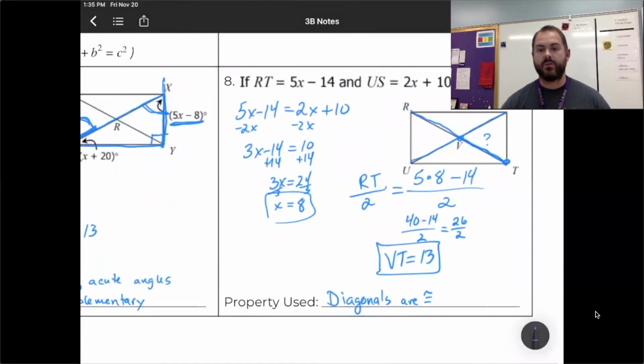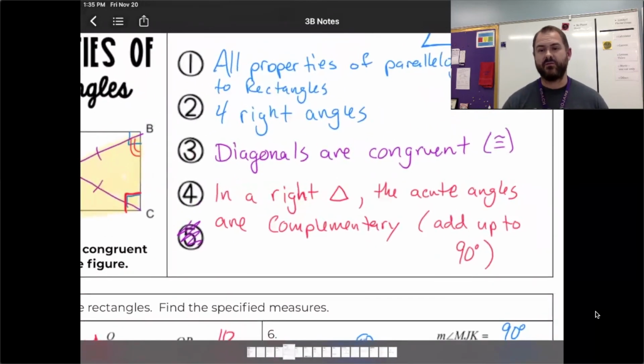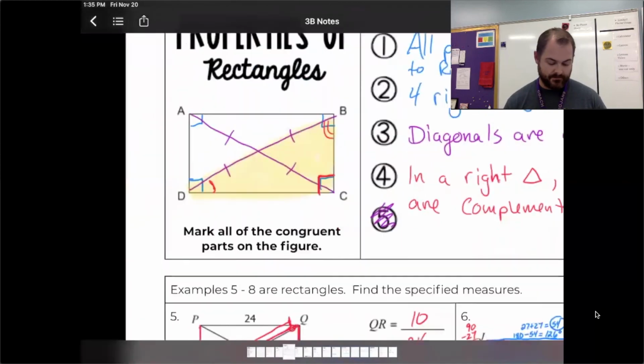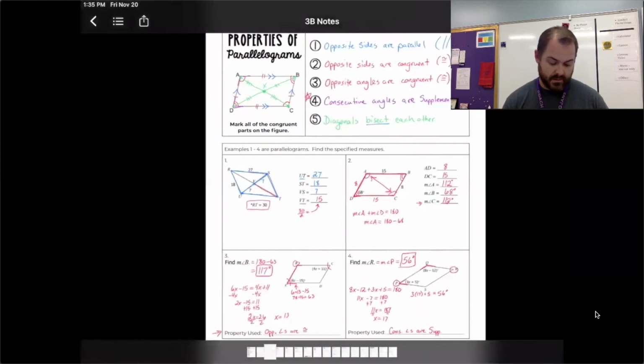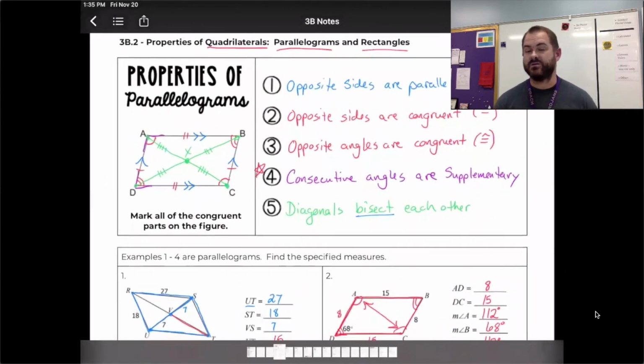Okay, so those are our properties of parallelograms and rectangles that we're going to use. It's very important for us to understand and remember these. You're going to refer back to these properties quite a bit. So make sure you have them copied down and you fully understand what those mean, and we're going to use those in solving problems like we did in the examples.